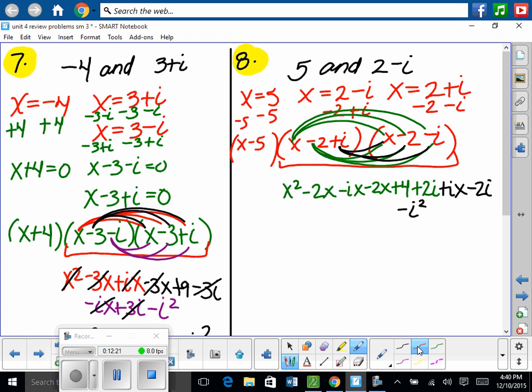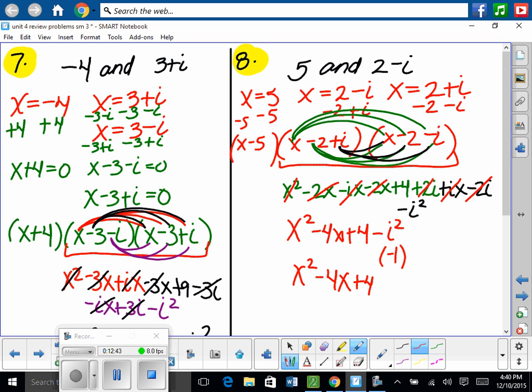Combine like terms. x squared, no other x squared. Negative 2x minus 2x is negative 4x. Negative ix, positive ix cancel out. 2i, negative 2i cancel out. We have plus 4 minus i squared. And we know i squared is equal to negative 1. So we're doing x squared minus 4x, and then we have plus 4, and then minus negative 1. So that'll be plus 1. So we'll have x squared minus 4x plus 5.